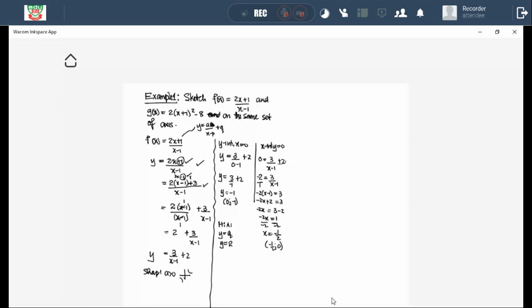My vertical asymptote is going to be what? x minus 1 equal to 0. So it means x is equal to 1 is the vertical asymptote. If you look at this, x is equal to 1.